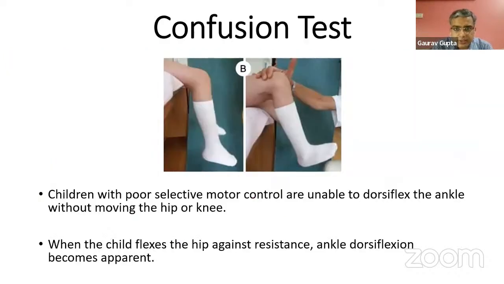Apart from this, there's one more test which is known as the confusion test. Due to poor selective control, these kids are not able to dorsiflex the ankle without moving the hip or knee. If you ask them to do dorsiflexion, they'll move the entire leg. But when the child flexes the hip against resistance, so you avoid them flexing the hip and knee, or give some resistance to avoid flexion at the knee and the hip, at that point they are able to show ankle dorsiflexion. So if you block the movement of other joints, then they are able to show the specific movement.